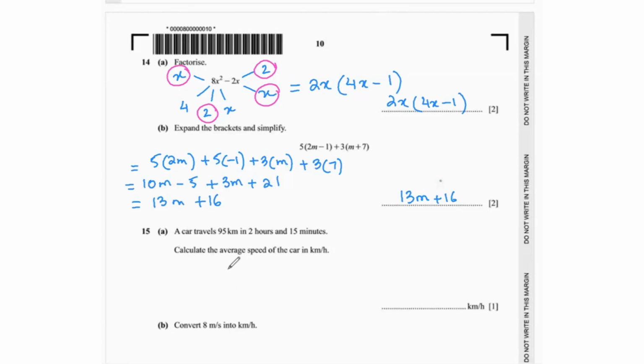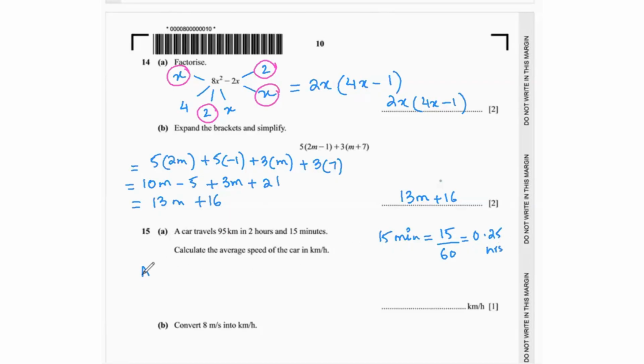Then question 15 says a car travels 95 kilometers in 2 hours and 15 minutes. Calculate the average speed of the car in kilometers per hour. So we have to convert the time in just hours, not hours and minutes. So 15 minutes in hours is going to be 15 divided by 60, which is going to give us 0.25 hours.